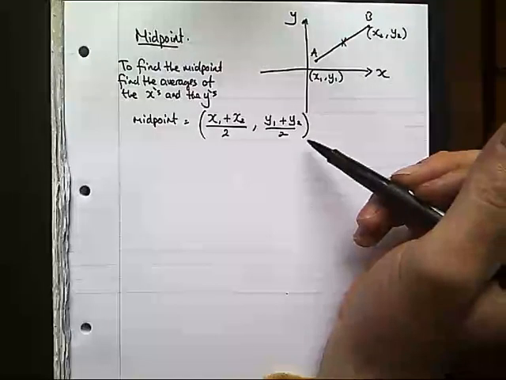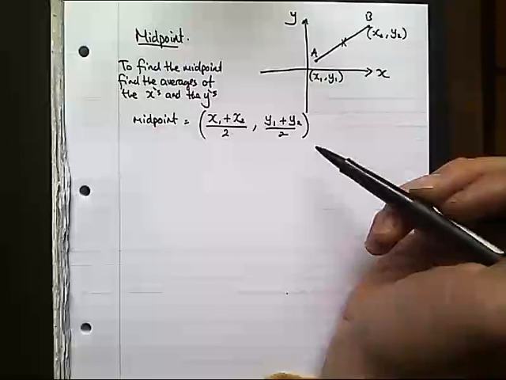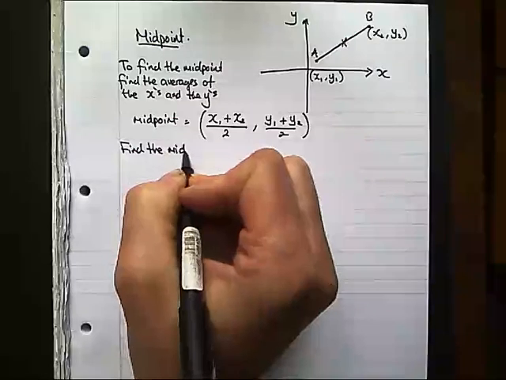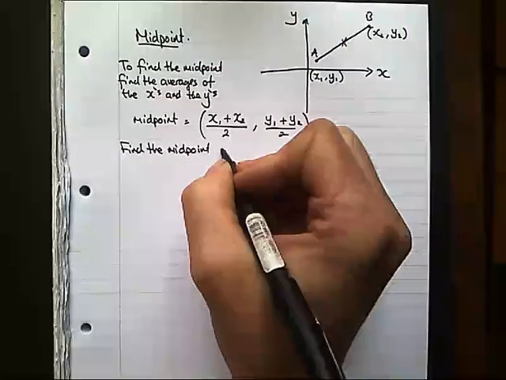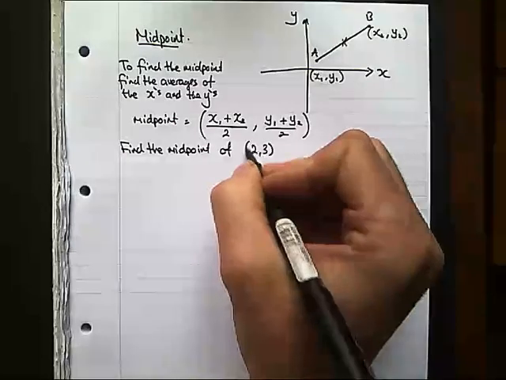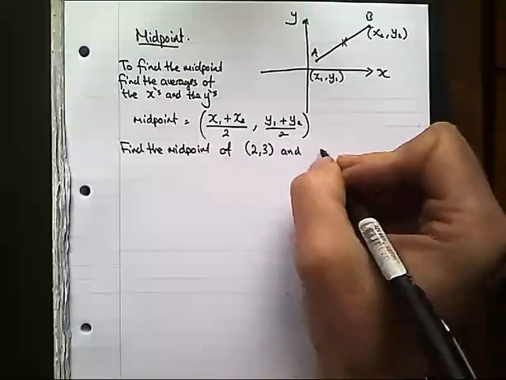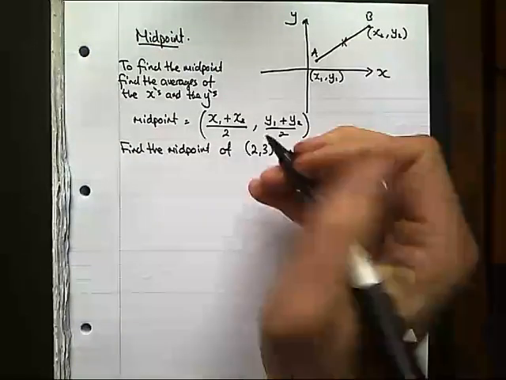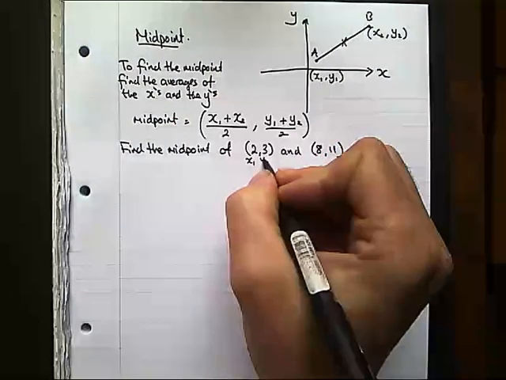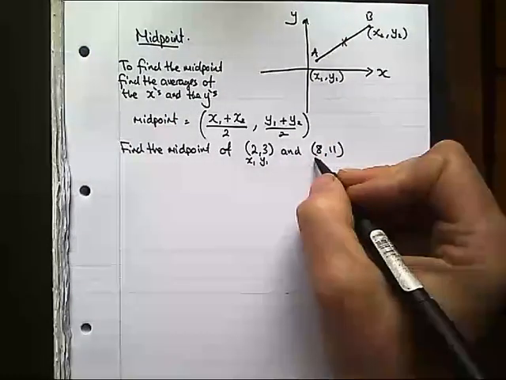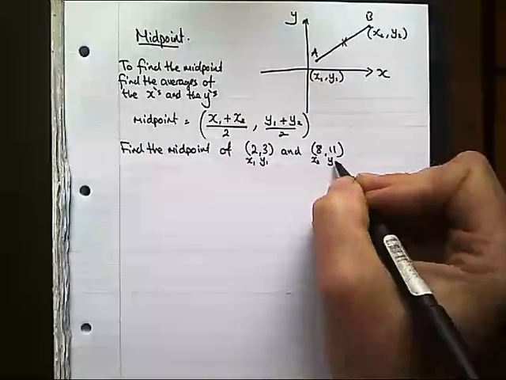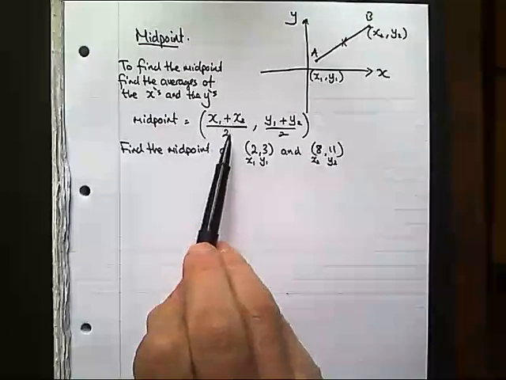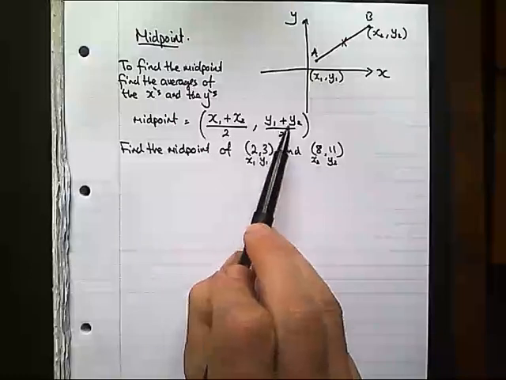Some of you will probably just throw the numbers in anyway and work it out. So let's do a quick example. Find the midpoint of the coordinates 2, 3 and 8, 11. Pretty straightforward. So if this is x1, this is y1, so that's 2 and 3. If this is x2 and this is y2, that's 8 and 11. So what I need to do is take the 2 x values, add them together and halve it, take the 2 y values, add them together and halve it.